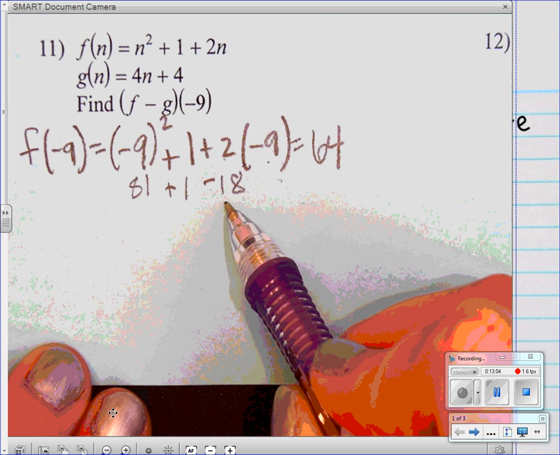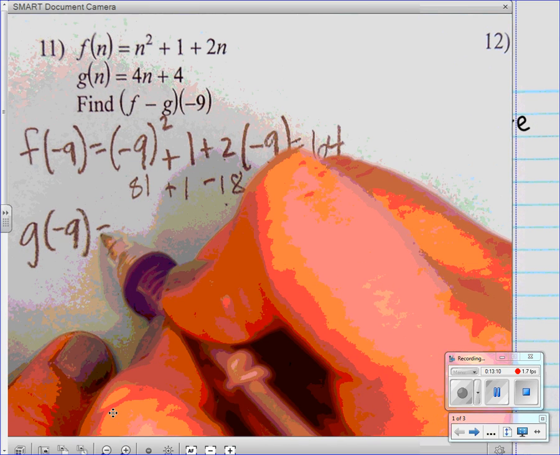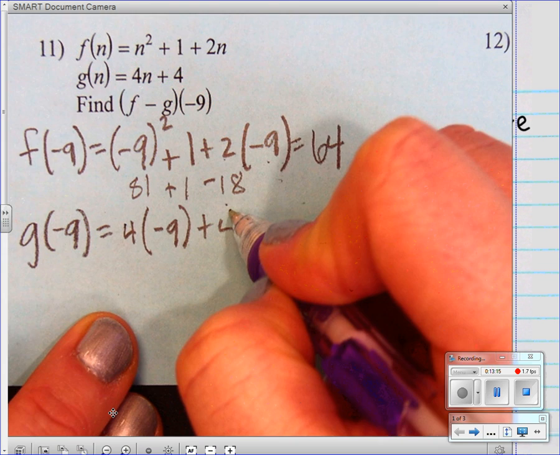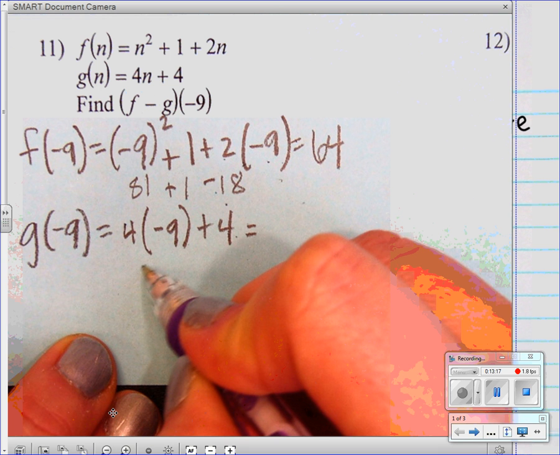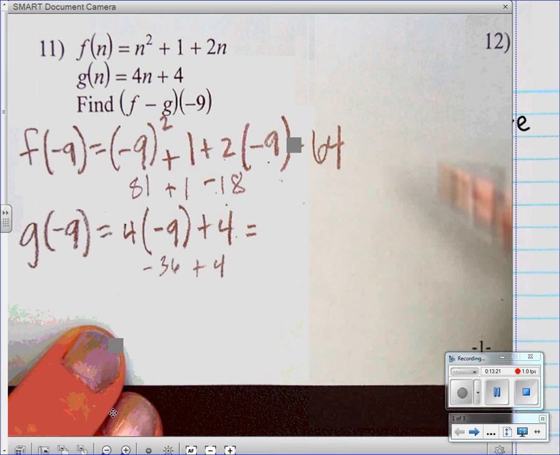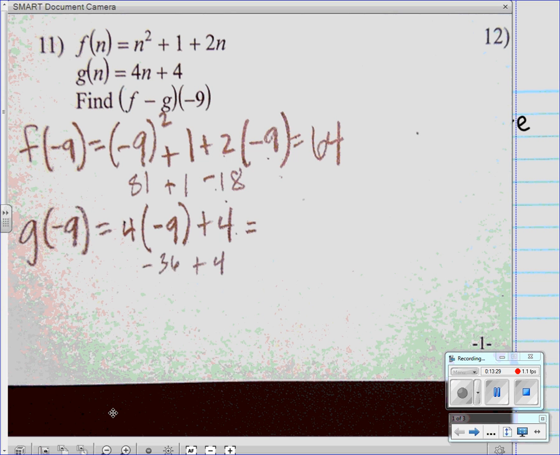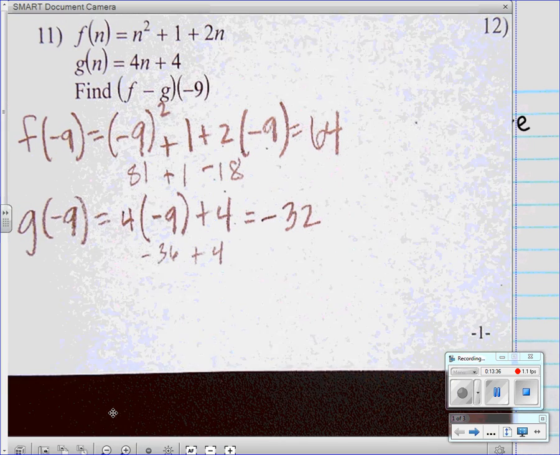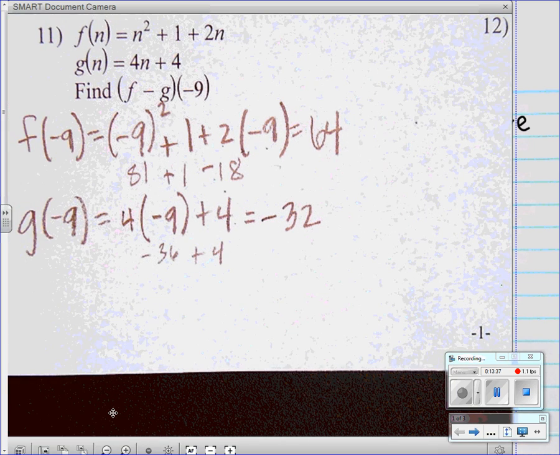Okay? Then we're going to plug in negative 9 into g of n, sorry. So we get 4 times negative 9 plus 4, which is negative 36 plus 4. So what is g of negative 9? What is that value? Negative 32.